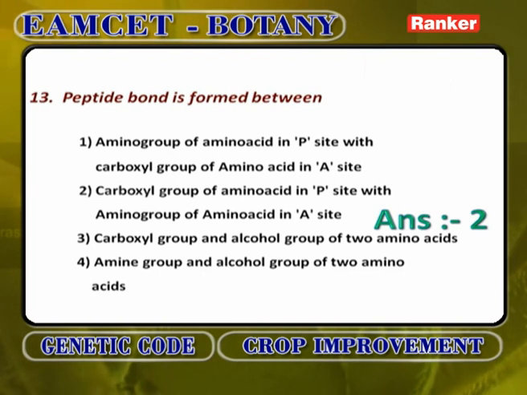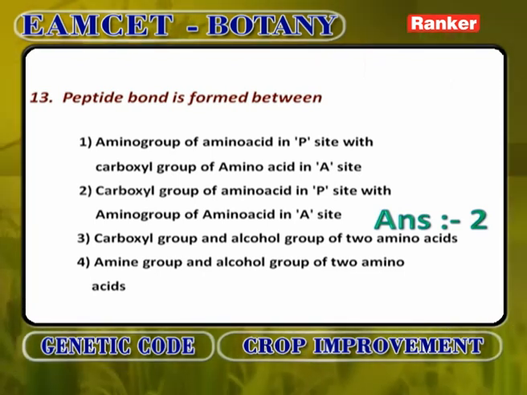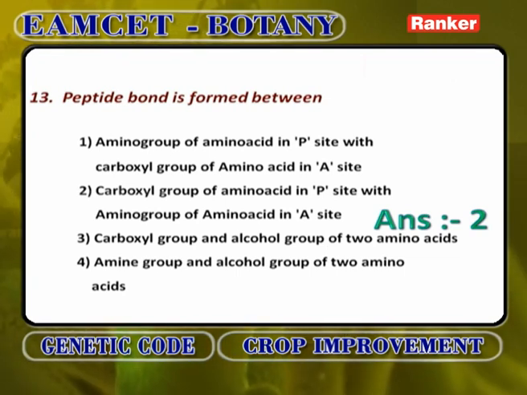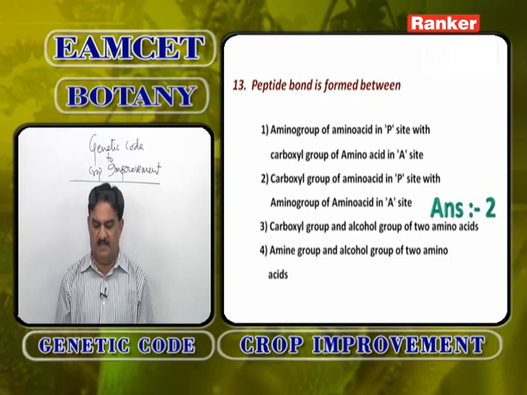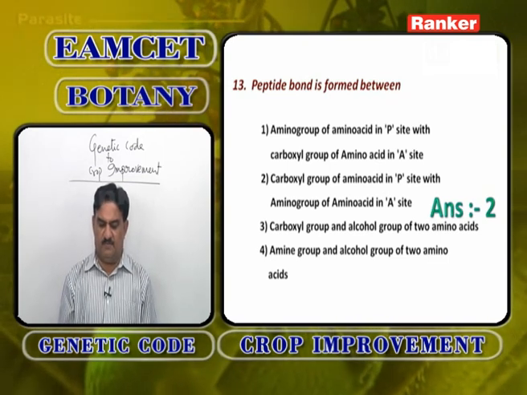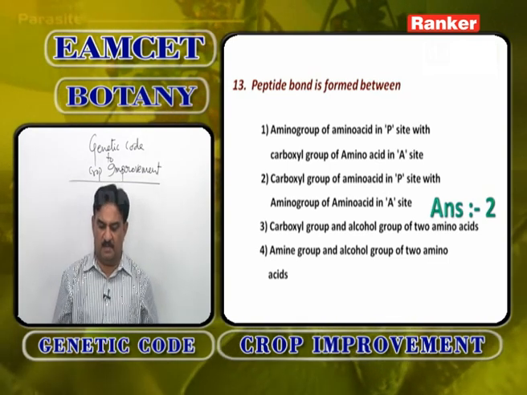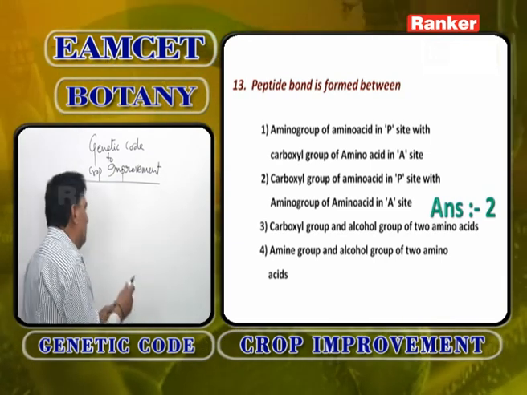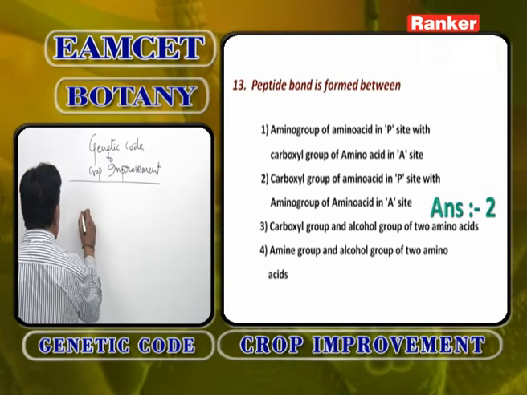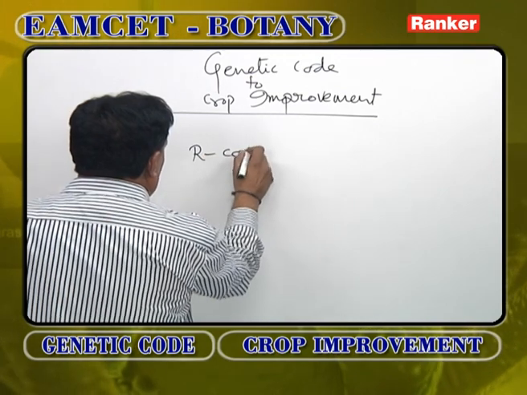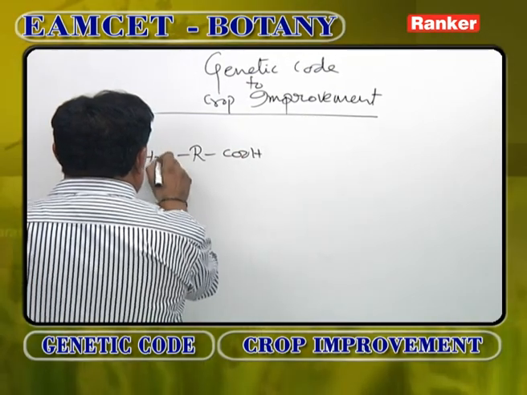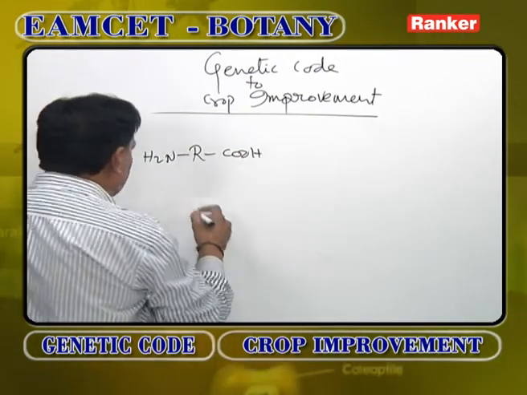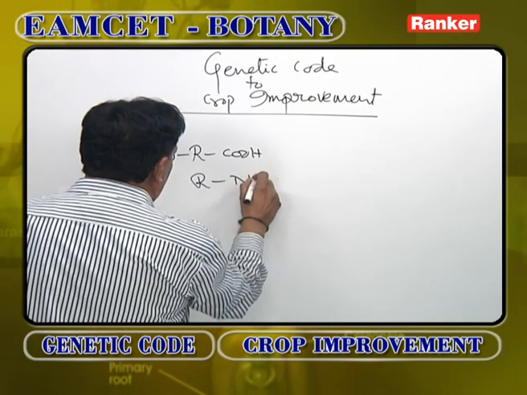Peptide bond is formed always between the carboxyl group of the amino acid in the P site and the amino group of the amino acid in the A site. The options: carboxyl and alcohol group of two amino acids, or amino group and alcohol group of two amino acids. A peptide bond is always formed between carboxyl and amino groups. Every amino acid has a carboxyl group and an amino group.